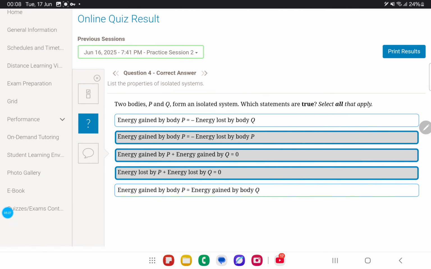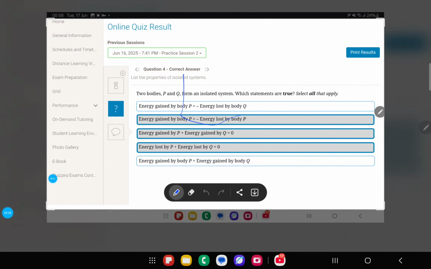Okay. Two bodies be isolated system. Okay. Now I'll just explain it really quickly. I'll demonstrate it, because there's a bunch of questions about isolated systems. Now they give us two bodies, P and Q, right? An isolated system. What does isolated system mean?